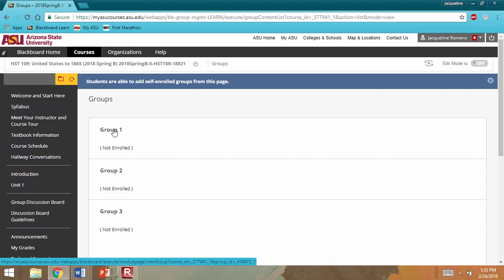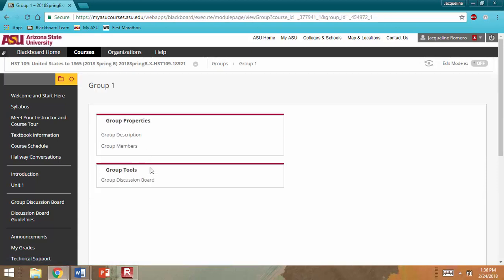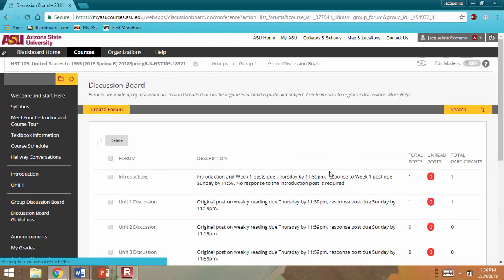So for now, I encourage you for your first responses to just save them as a Word document and then upload them when your group becomes available. So we'll just pretend we're group 1 here. You're going to go into Group Tools, Group Discussion Board. That's where you're going to find the prompt for each week.